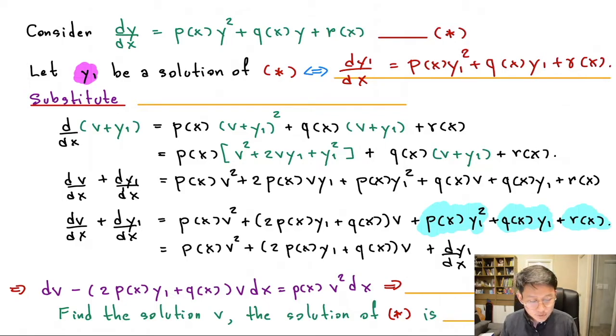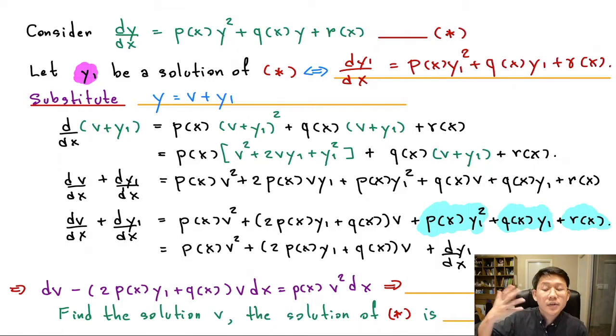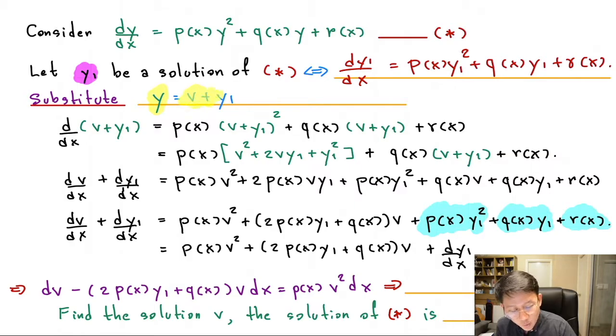Okay. So the method is that first we will substitute y equals v plus y1, where y1 is the solution. Okay, v is a new variable. So basically we substitute y with v plus y1. So whenever we see y, we put v plus y1. So we put it in there.